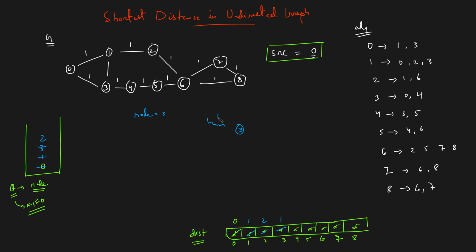Now what are the adjacent nodes of 3? That's very easily 0 and 4. How do you get this? From the adjacency matrix or the list. So you get the node 0. So if you get the node 0, what will be the distance? This will be 1.